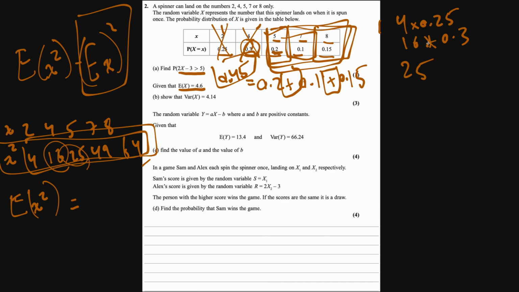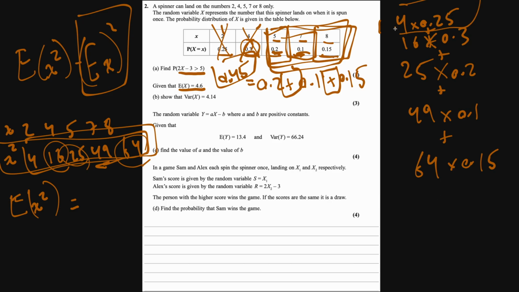25 multiplied by 0.2 plus, right, we're adding all these, plus 49 multiplied by 0.1, in addition to 64 multiplied by 0.15. If we add all those numbers together, after we multiply each row and then add everything together, just plug it into your calculator, we would find out that E of x squared is equal to 25.3.